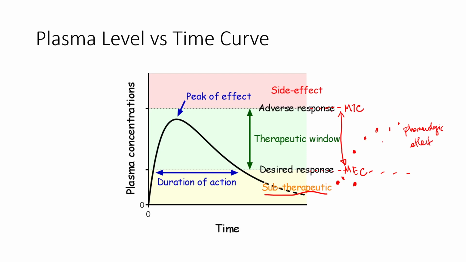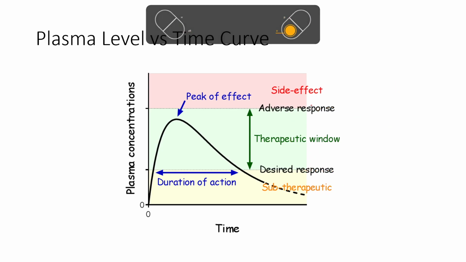Now the next point is your MTC. If your plasma level concentration goes above the MTC, you will now experience toxicity. Anything below the MTC is safe; anything above the MTC will exhibit toxicity. Ideally, we want to keep our plasma level concentration within the therapeutic window, a concentration that yields a pharmacologic effect but does not yield a toxic effect. Am I clear?